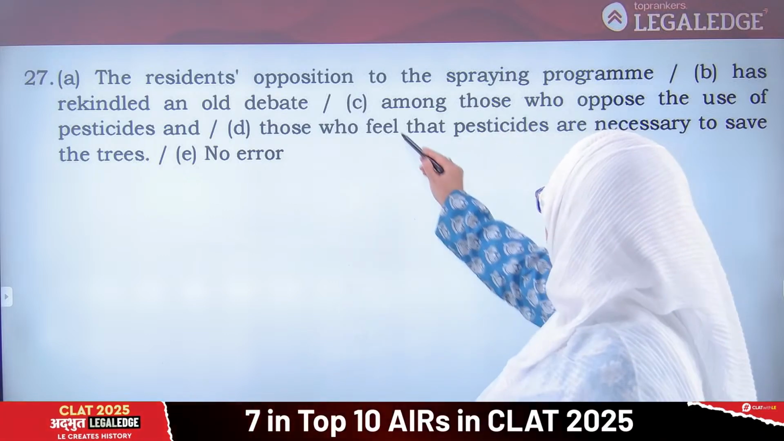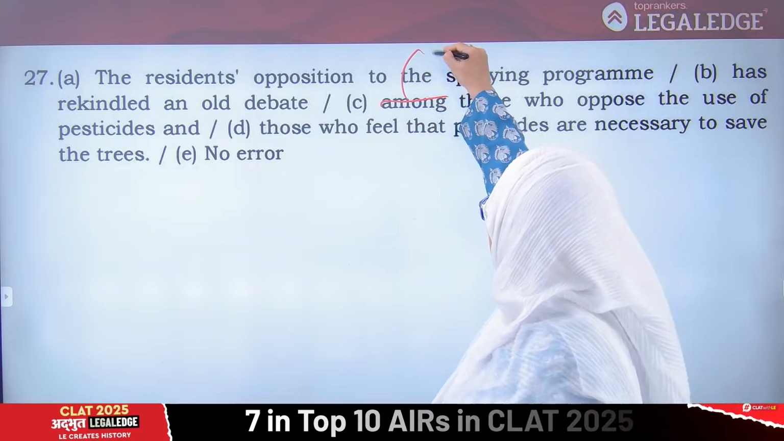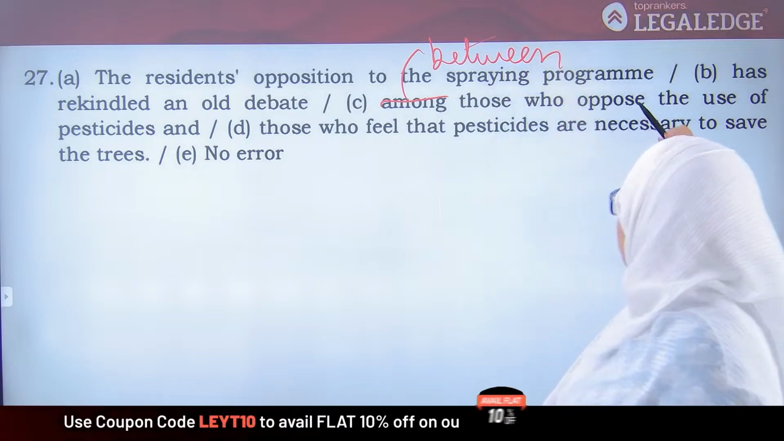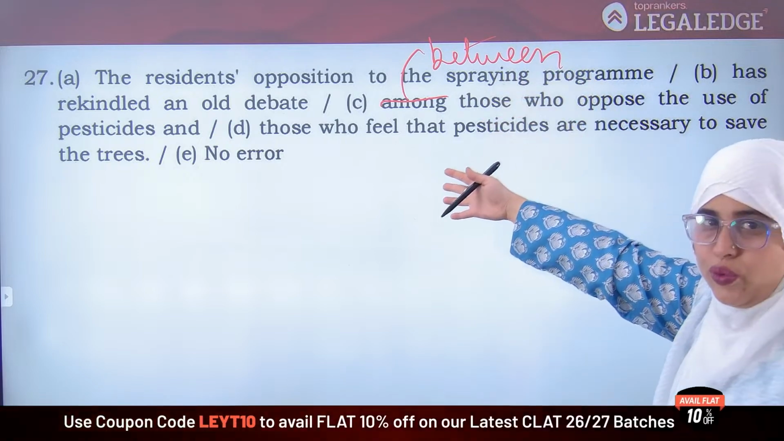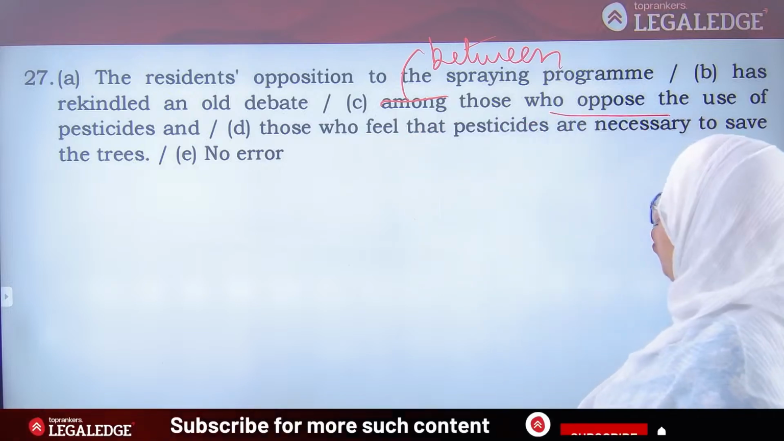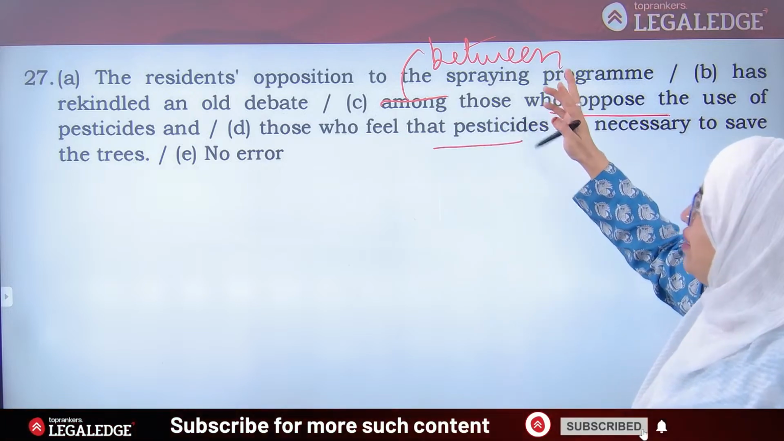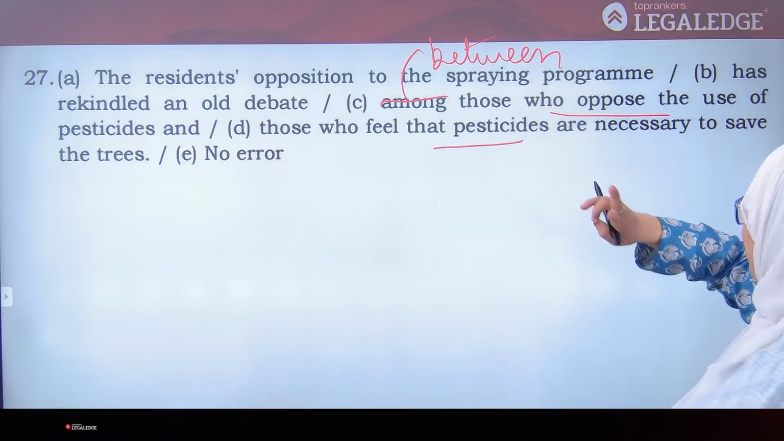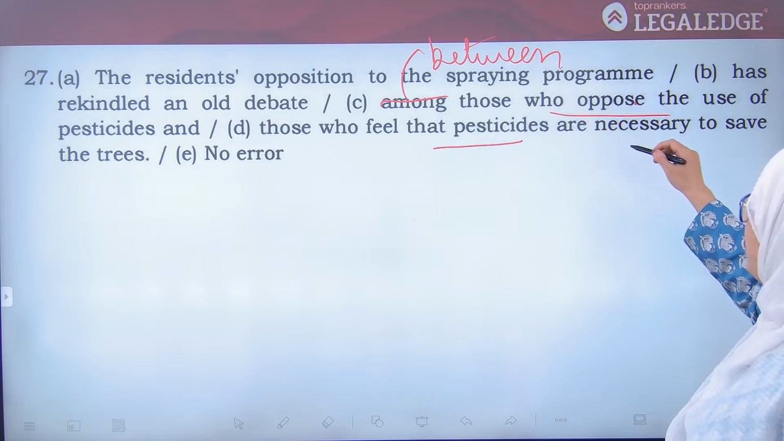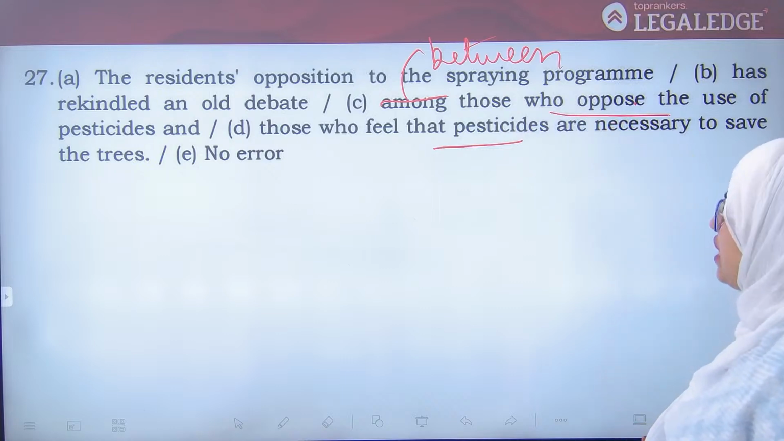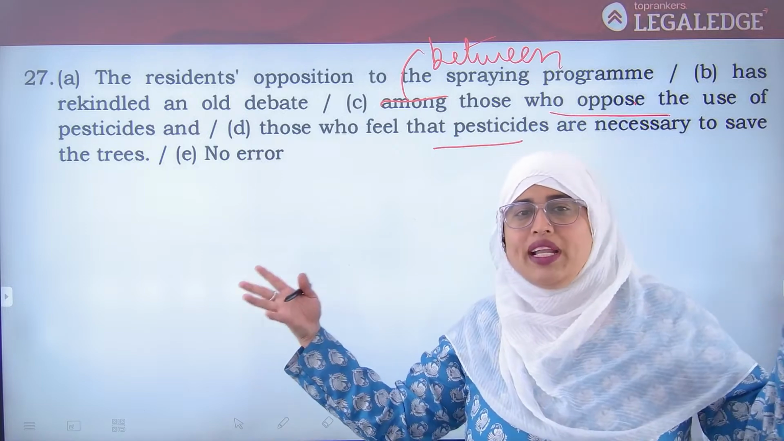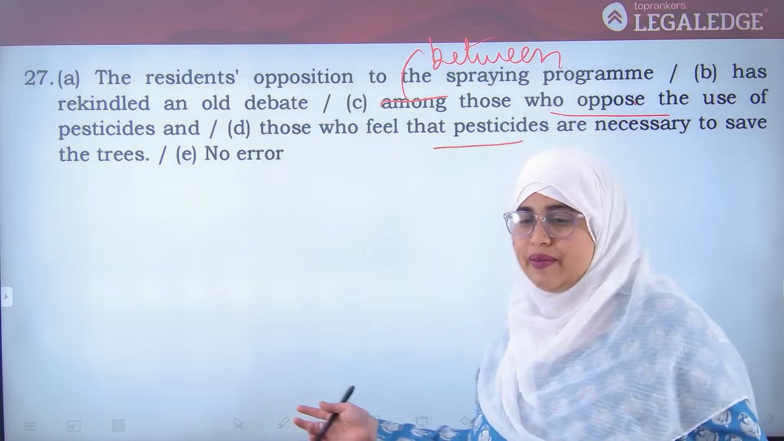Okay. So instead of among, because there are two groups, it has to be between. We use among with more than two. All right. So यहाँ पे आना चाहिए था those who support and those who feel. So only there are two groups of people. Those who oppose the use of pesticides and those who feel that pesticides are necessary to save the trees. Am I making sense to you, students? There are only two groups of people. So between.